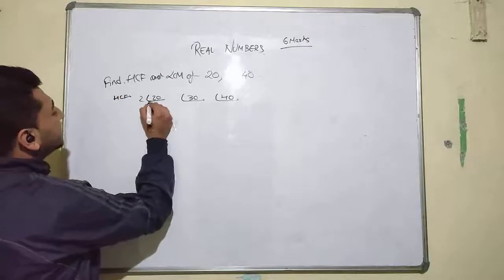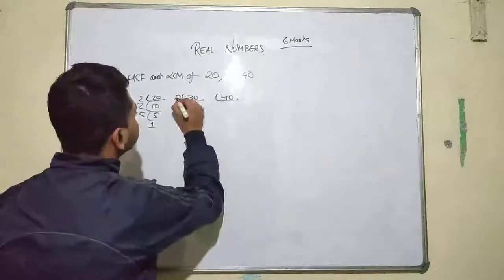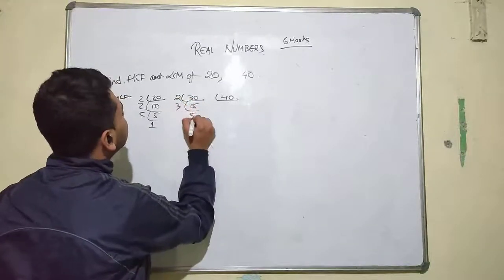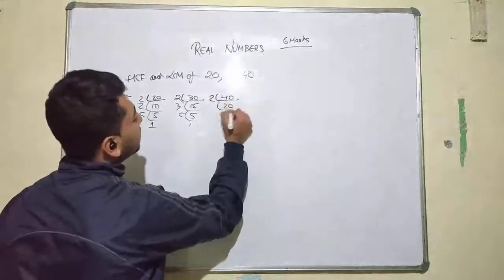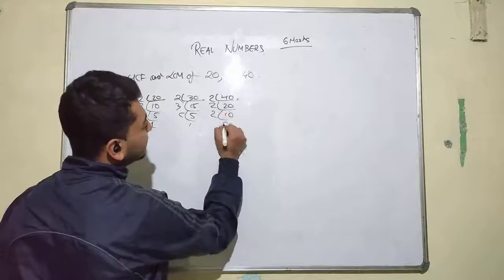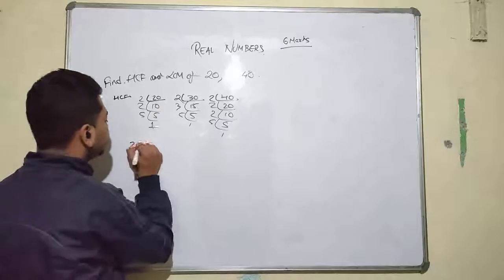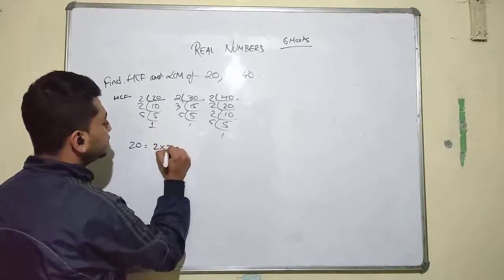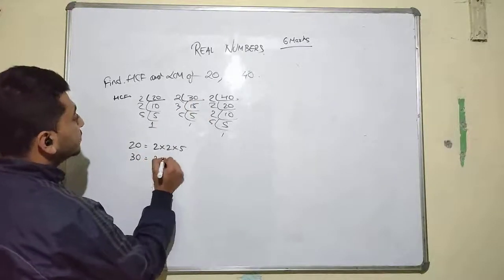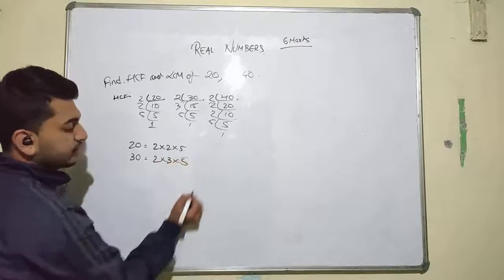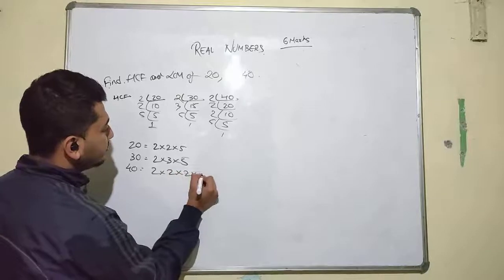2 10s are 20, 2 5s are 10, 5 1s are 5. 2 15s are 30, 3 5s are 15, 5 1s are 5. 2 20s are 40, 2 10s are 20, 2 5s are 10, 5 1s are 5. Okay? So for 20, it's 2 into 2 into 5. For 30, it's 2 into 3 into 5. For 40, it's 2 into 2 into 2 into 5.